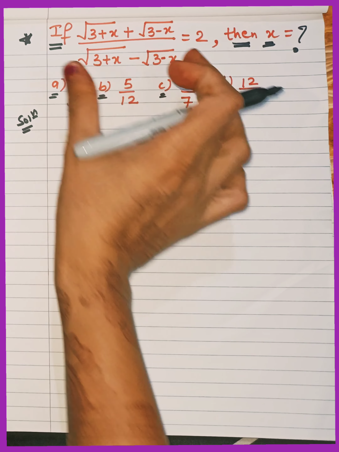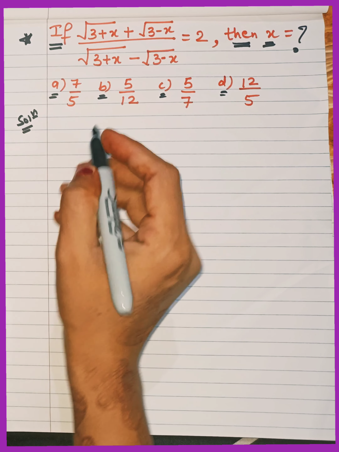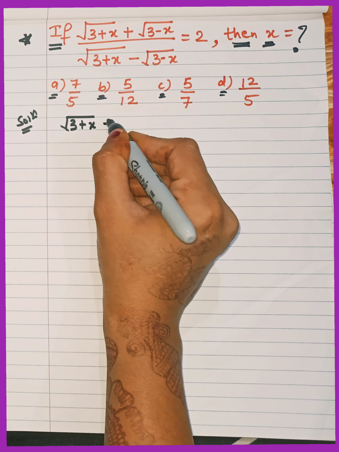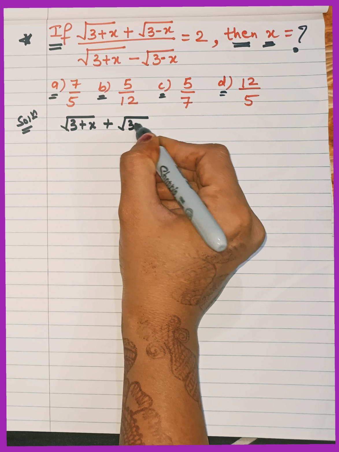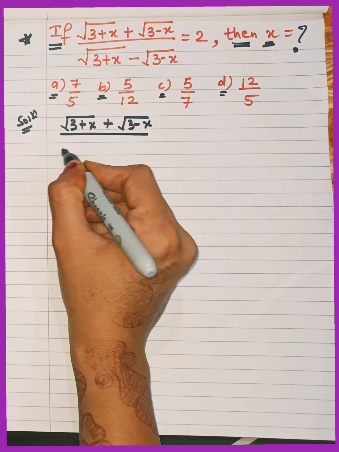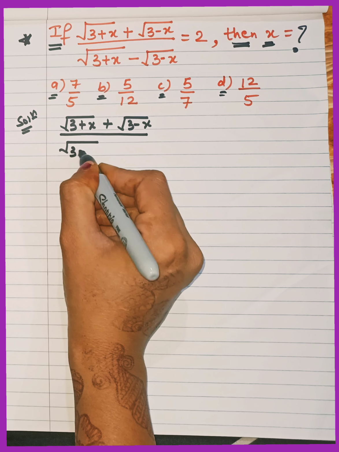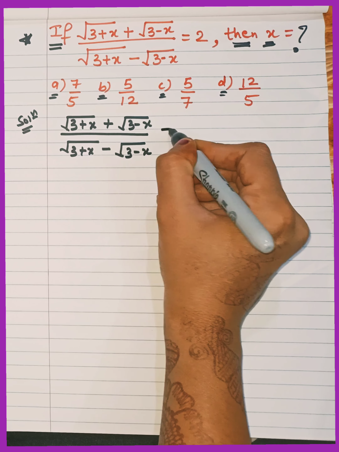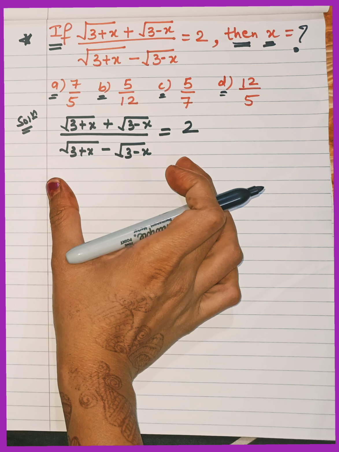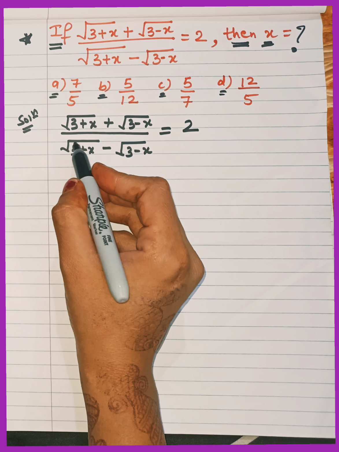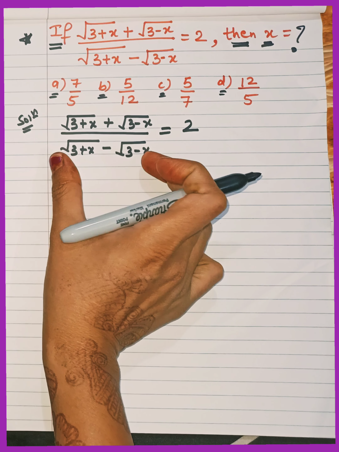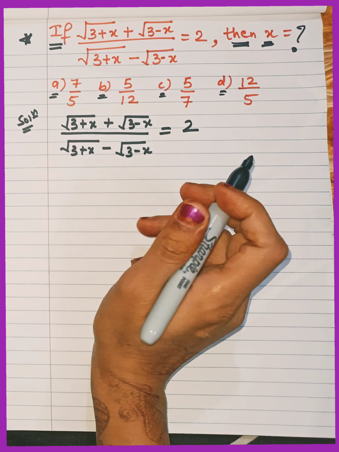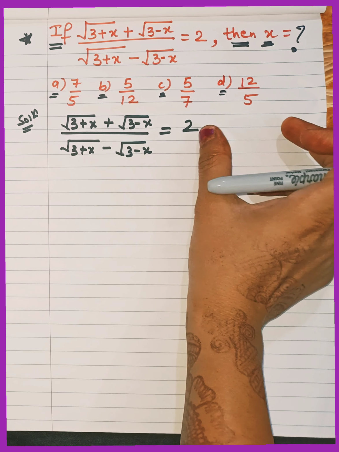First of all, this equation which is given to us, we will write down here. Square root of 3 plus x plus square root of 3 minus x upon square root of 3 plus x minus square root of 3 minus x equals 2. So this equation is given. Now this whole denominator part we will shift here and we will multiply with 2. Both the terms we will multiply with 2. So this part I am shifting here.